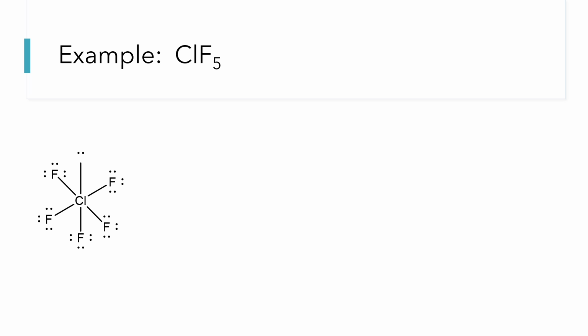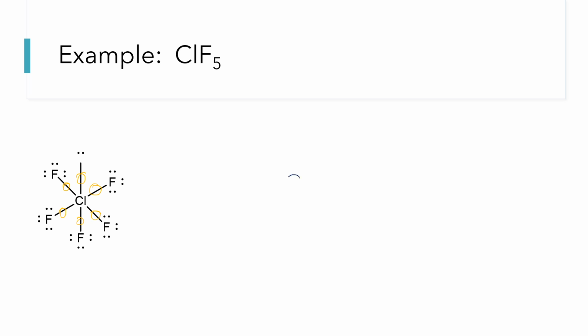Okay, so how do we turn this Lewis dot structure for ClF5 into its appropriate VSEPR structure? Well, let's start by counting domains. So around our central chlorine, we have 1, 2, 3, 4, 5, 6. Yes, sorry, I miscounted there in my head briefly. We have six domains around this central chlorine atom. And so with six domains, our basic structure will be octahedral.